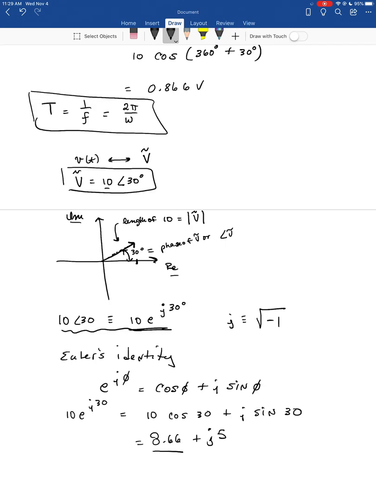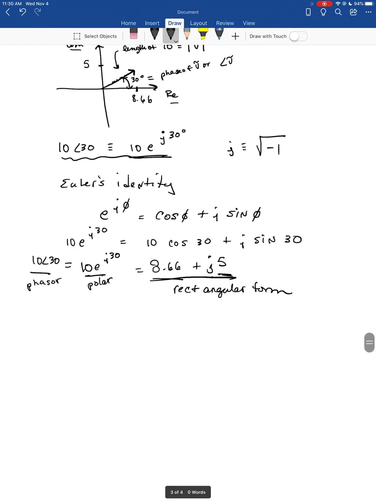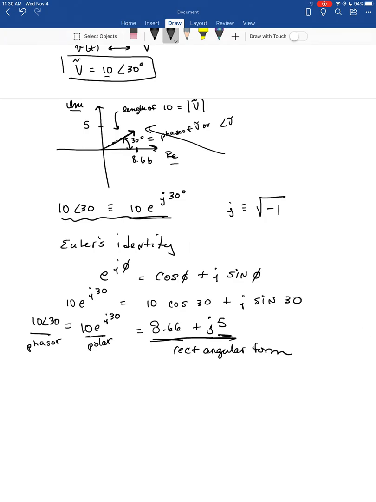Now because this is what we refer to as a complex plane, this 8.66 represents a coordinate on the real axis. And this 5 represents a coordinate on the imaginary axis. And so basically our 10 e to the j30, which we can also write shorthand as 10 angle 30, this is in phasor form. This is polar form of a complex number. This is rectangular form of a complex number. So this here is called a phasor diagram.